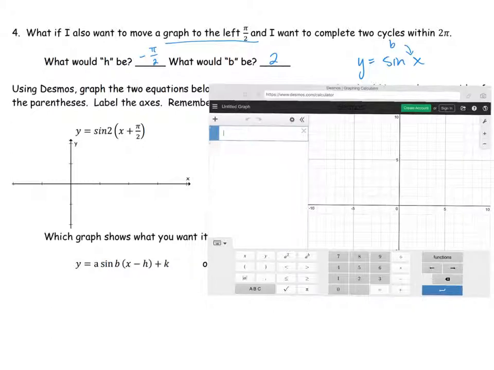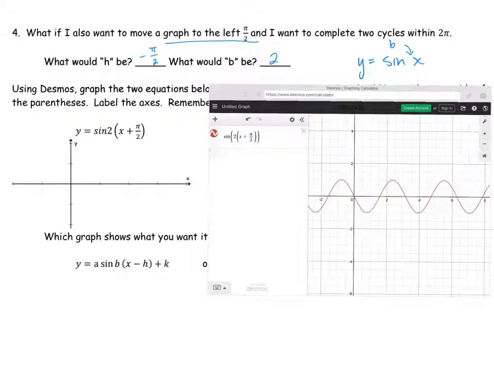Okay, so we can go sine, 2, put another parentheses, and then x. See if I can go just a little slower with this, and then pi divided by 2. Arrow over, close the parentheses, close the parentheses. All right, so that is the 2 outside of the parentheses.